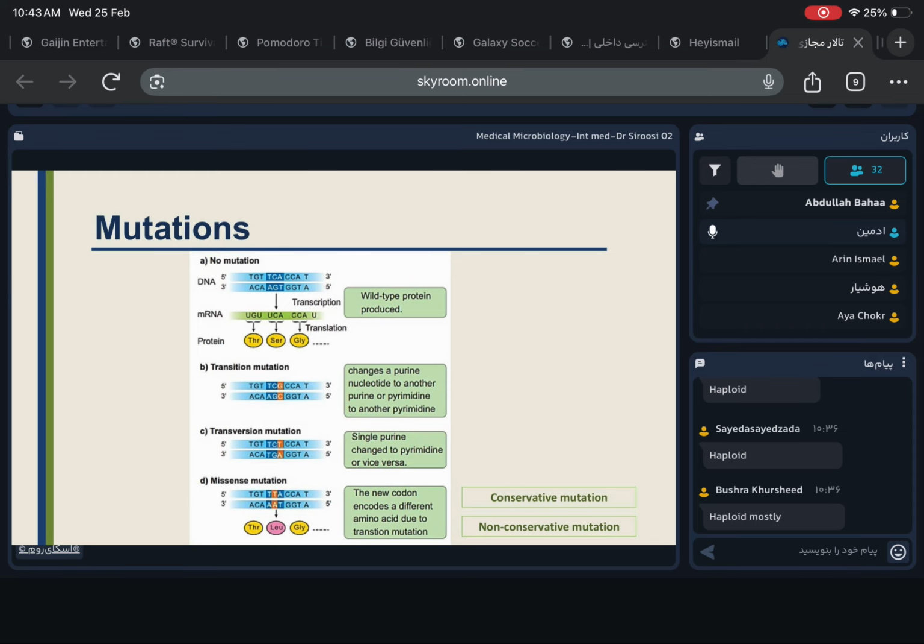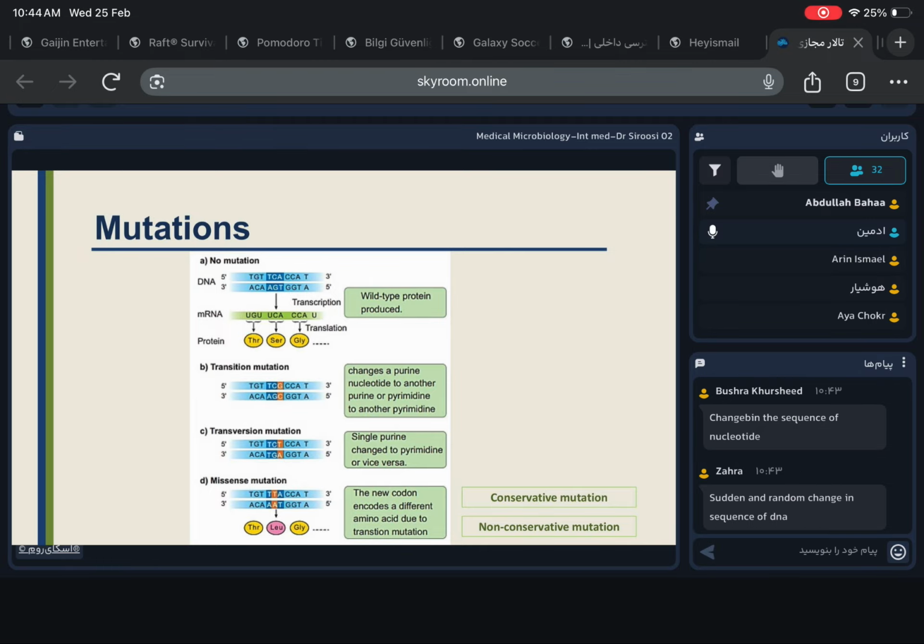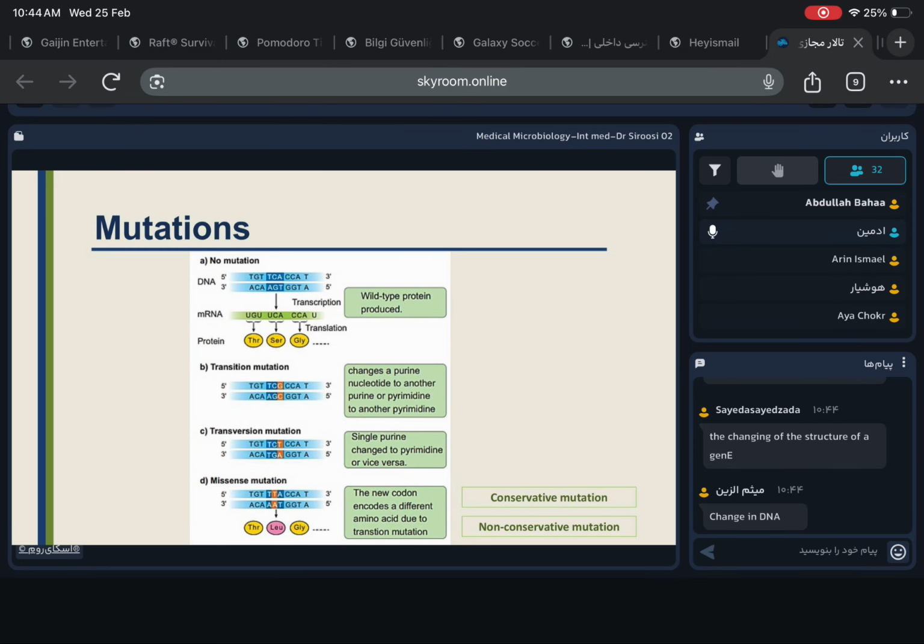What is the definition of mutation? Can you define mutation for me? Any change in the sequence of DNA is called mutation. There are several types of mutations. Some of these mutations are shown in this slide and also the next slide.